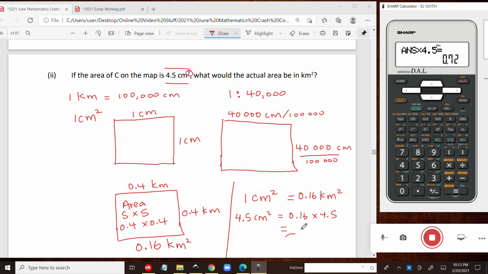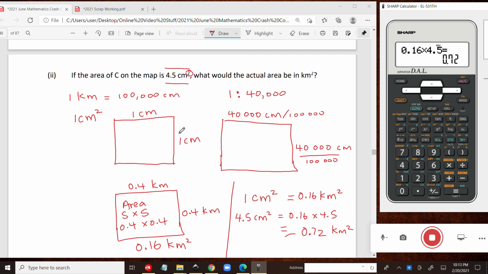And the answer is what? 0.72 kilometers squared. And let's double check on that. 0.16 multiplied by 4.5 is 0.72 kilometers squared. All right.